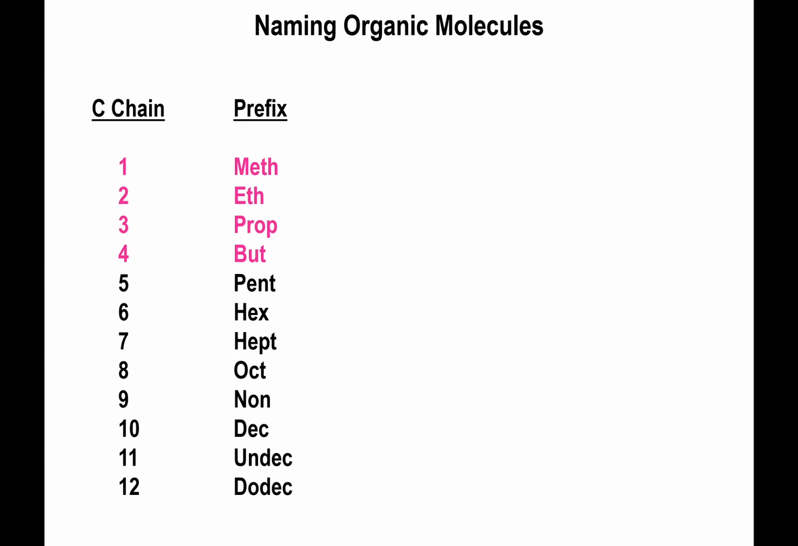From 5 on, you basically use the same prefixes that you use for polygons. But the first 4, this is the new stuff: meth, eth, prop, and but. For 1 carbon, 2 carbons, 3 carbons, or 4 carbons.